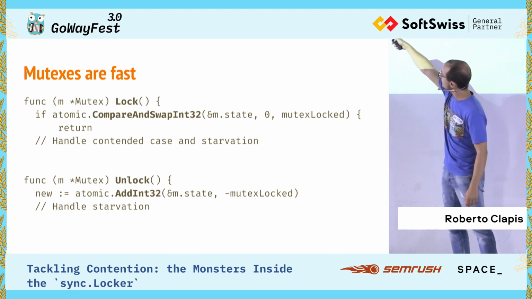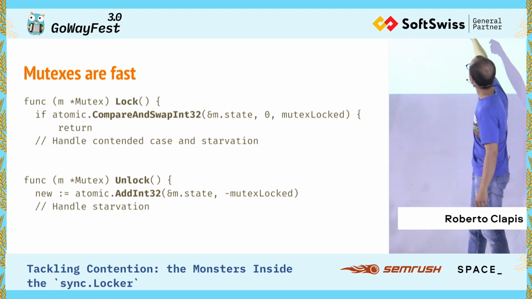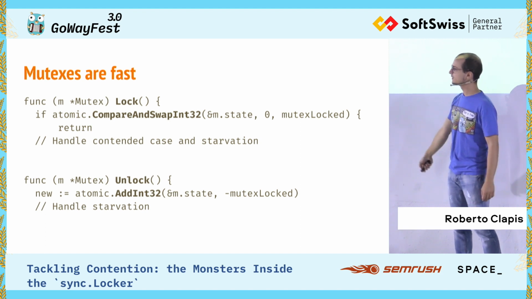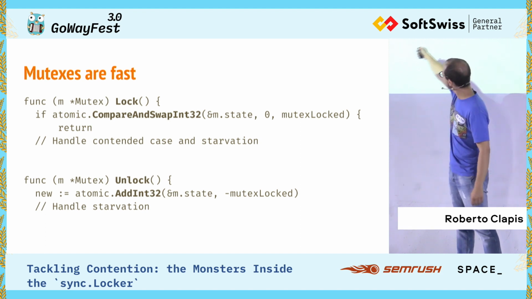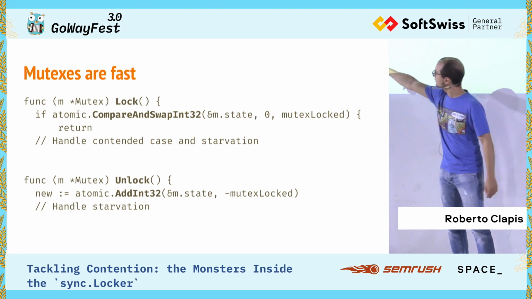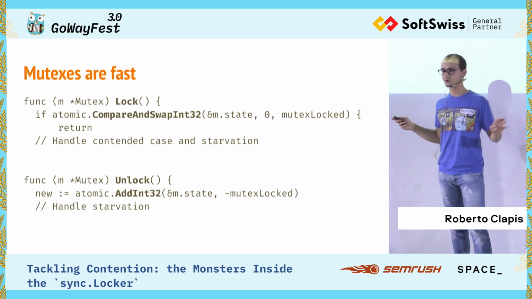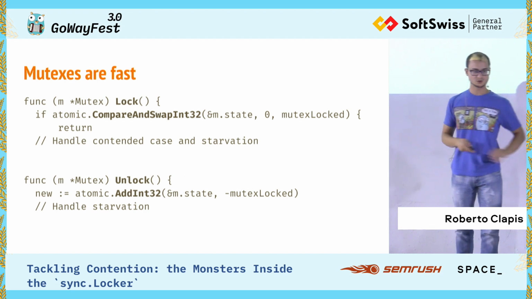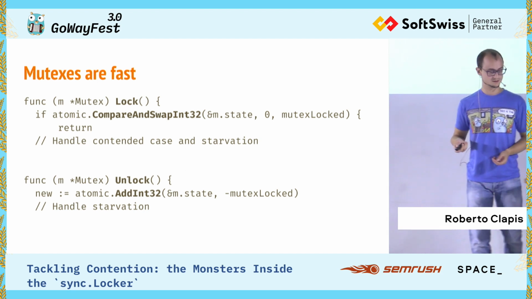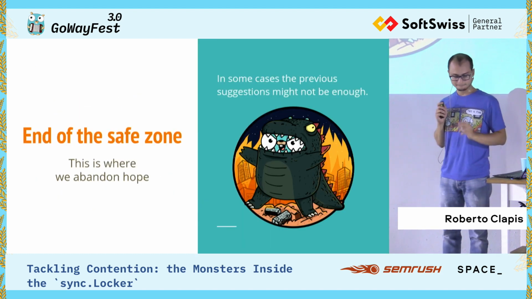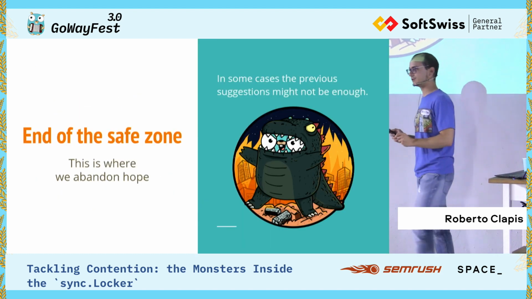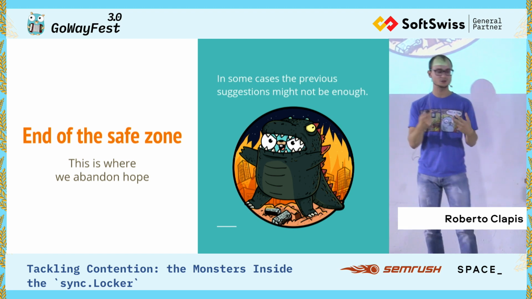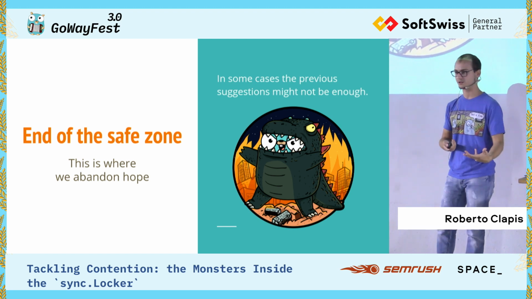It compares and swaps the state from unlocked to locked when you acquire it, and decrements it by 1 when you release it. That's it. You can't get faster than this on modern hardware. So do not try. This is the end of the safe zone of my talk. This is stuff you can reason about. This is intuitive stuff that usually you can find out by yourself.